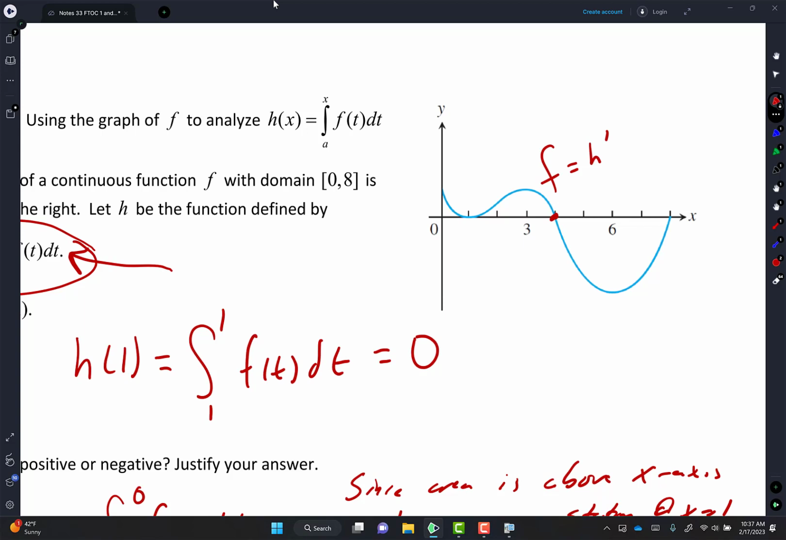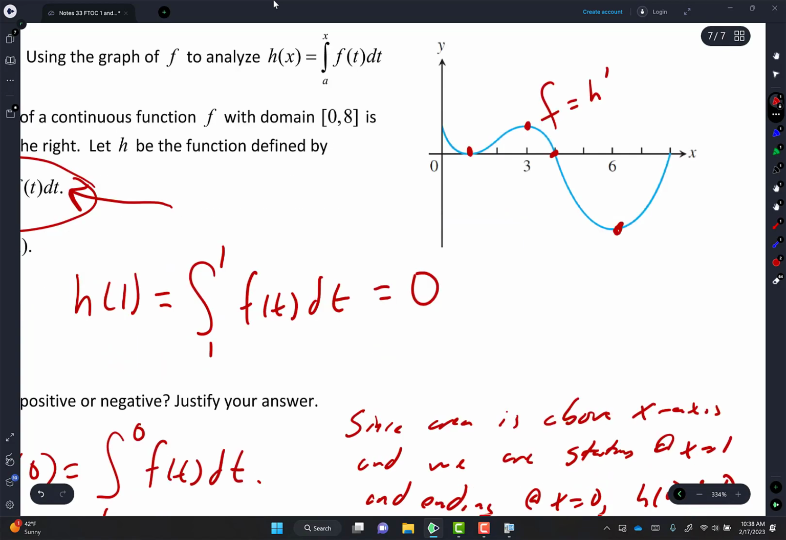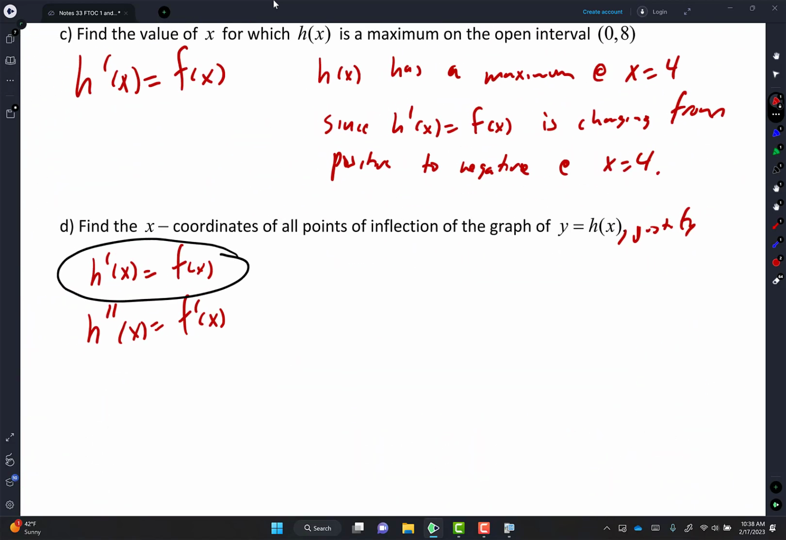All right, here we go. Where's the first one happen at? 1, because h prime changes from decreasing to increasing. Where's the next one happen at? 3, and there's one more. Where does the next one happen? 6. So here's how I'm going to write it for full credit.